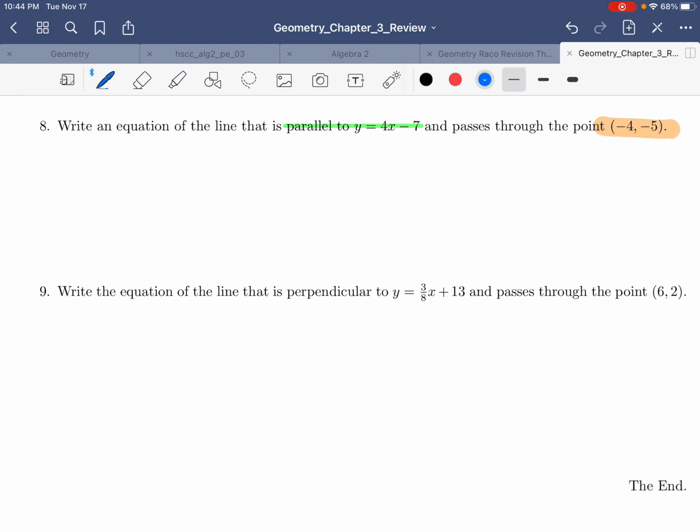All right, so parallel means that the slopes have to be the same. So I use the little symbol for parallel. Now this one has a slope of 4. So that means the slope that we want is also going to be 4. That's the first step, find the slope.